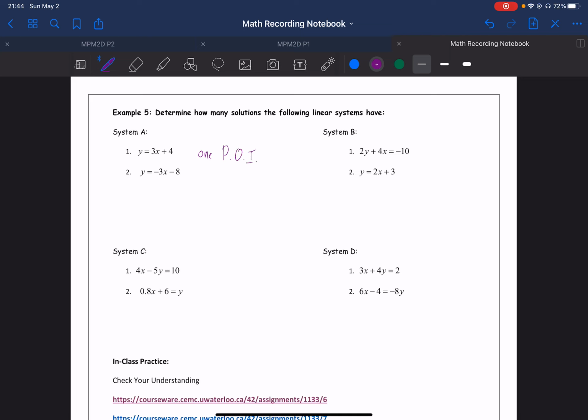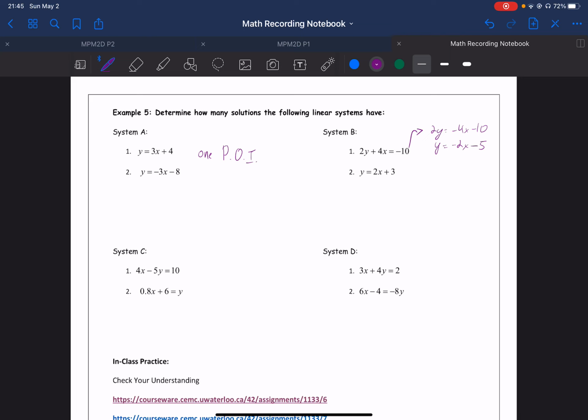Let's look at system 2. We have y equals 2x plus 3 and 2y plus 4x equals negative 10. They're not in the same form here. Let's make this one into y equals mx plus b format. Let's put this in intercept form just to make sure we got the right one. 2y equals negative 4x minus 10. Okay, y equals negative 2x minus 5.